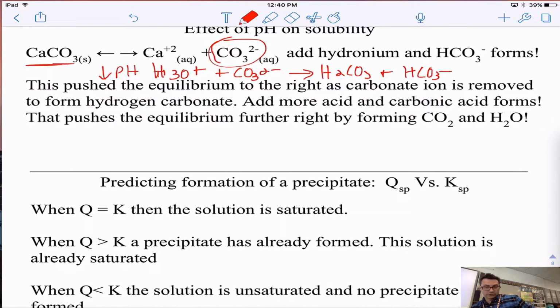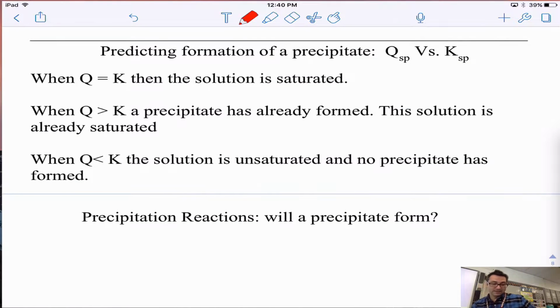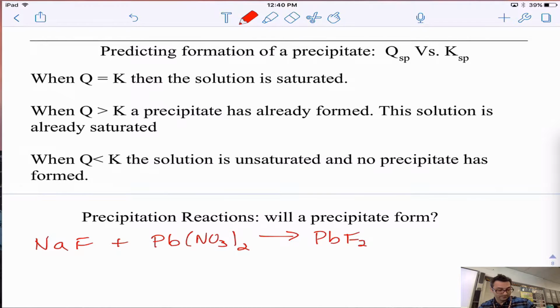The last thing that I want to talk to you about in this particular video, and the last thing for this whole chapter, is predicting if a precipitate will form. So let's take something like if I were to add some sodium fluoride to some lead nitrate. If you were to do a double replacement reaction for this, we would have PbF2 forming plus NaNO3. And if we were to balance this, we would need 2 NaF for every 1 Pb(NO3)2.